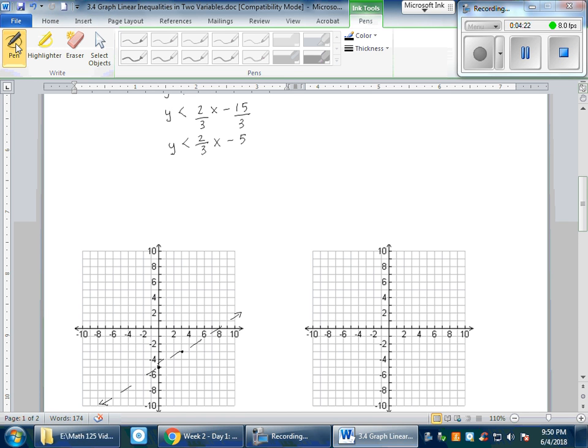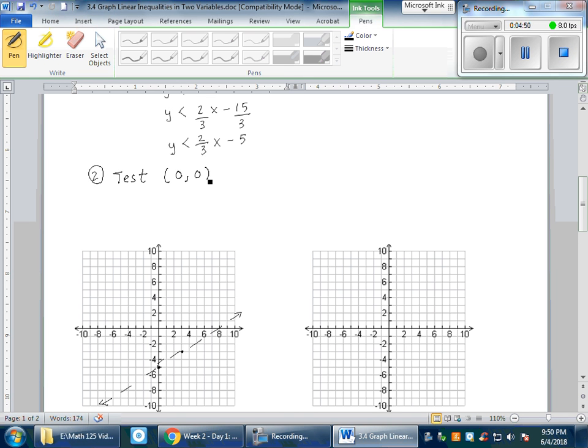So now we need to know which side is the solution. So we have to test the point. So step 2, we're going to be testing the point. Whenever it's possible to use 0, 0, then use 0, 0. And in this problem, I can use 0, 0 as a testing point because 0, 0 is not on the boundary line that we draw.